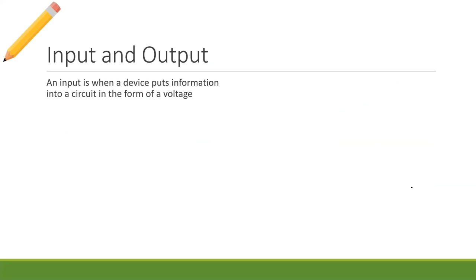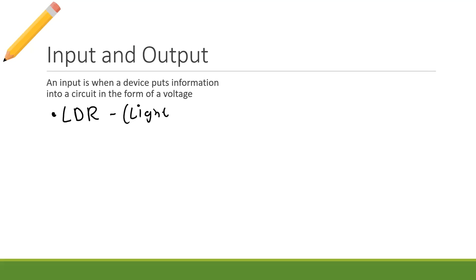So we're actually starting to get an idea of something here. I've talked briefly about this, but I want to really explore this idea in this slide. An input is when a device puts information into a circuit in the form of a voltage. Okay, so let's think about this. We've just been talking about the LDR. Now, an LDR puts information into a circuit. The information it records is the light levels.